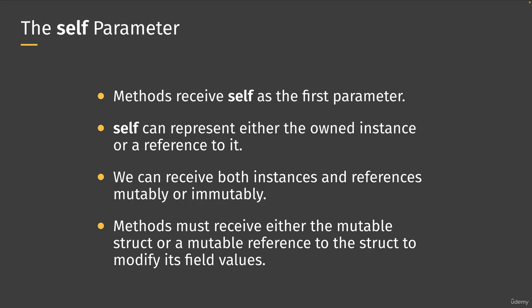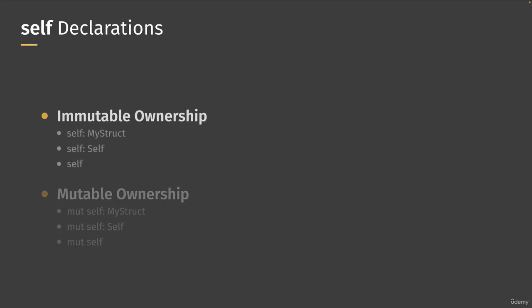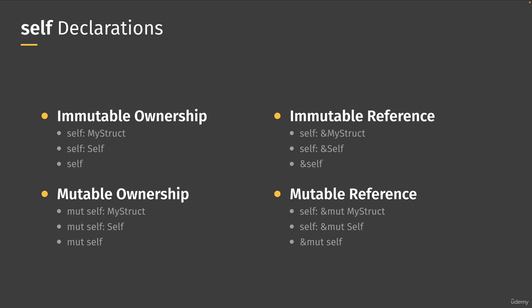If it is received mutably, that means the method body has permission to update the struct in some capacity, such as overriding an existing field's value. If it is received immutably, the method's body can read the data, access the data, but it cannot change the struct in any way. Methods must receive either the mutable struct as an owner or a mutable reference to the struct in order to have permission to modify its values. Now, there's a lot of options for how we can annotate self, so I wanted to provide them all on the screen. Here are four options.